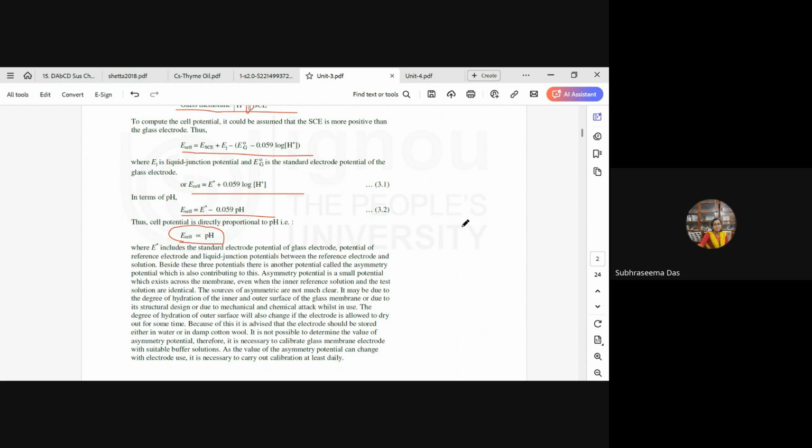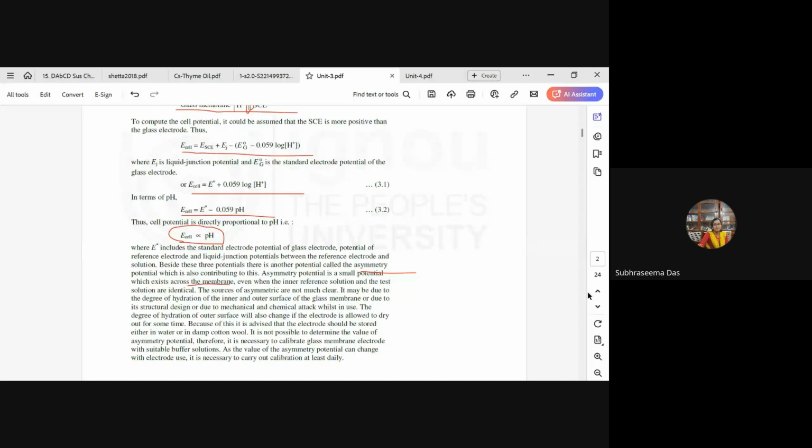Now, besides these three potentials, there is also another potential which we call the asymmetry potential, which also contributes to this reaction. Now, what is this asymmetry potential? It is actually a small potential which exists across the membrane, even when the reference and the test solution are identical. So it develops inherently.